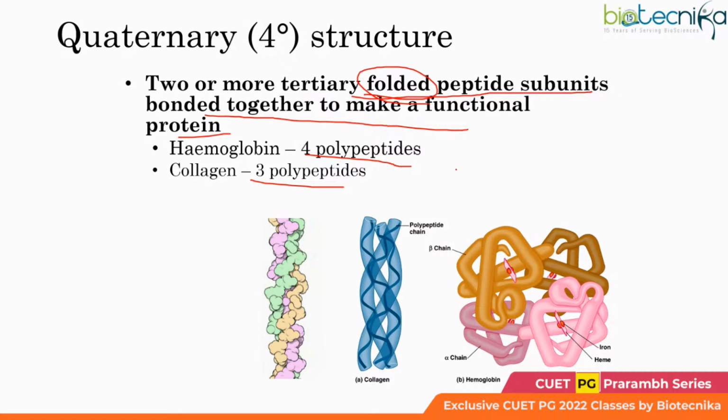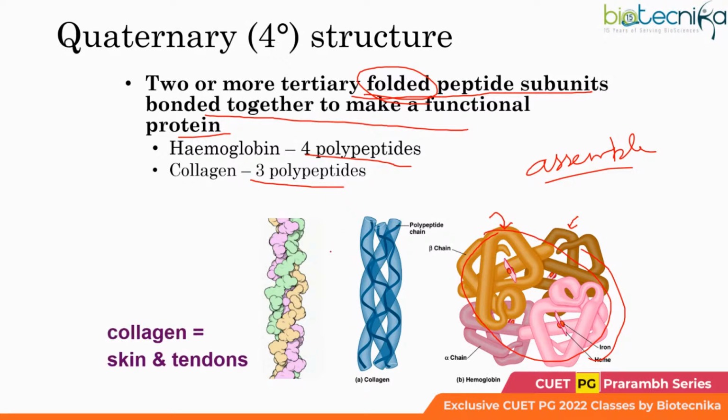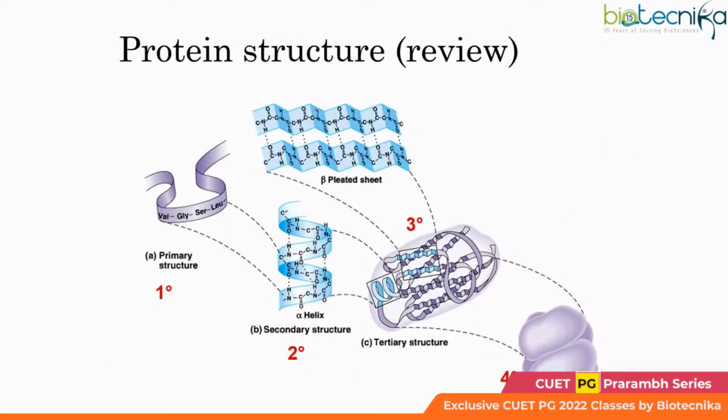It's not that these different polypeptides fold with each other. No, they are already in folded form. They just assemble together. So the quaternary level of folding is only assembly between the subunits. These individual units will be called subunits. Overall, the protein will be an entire unit. Okay, so this is the overview of protein structure.